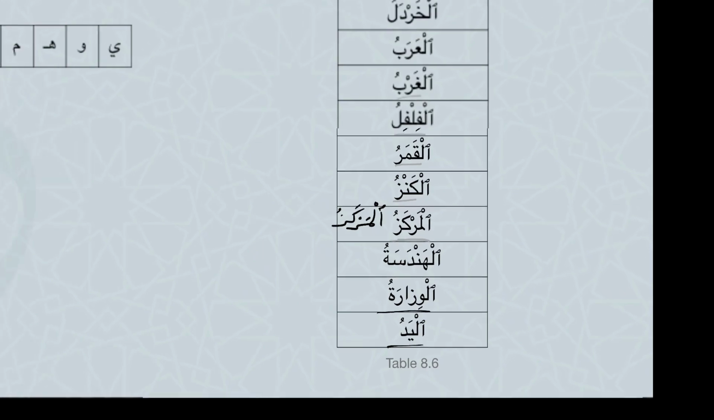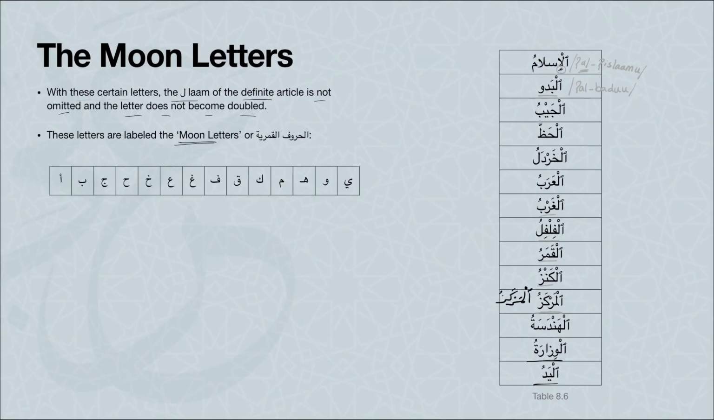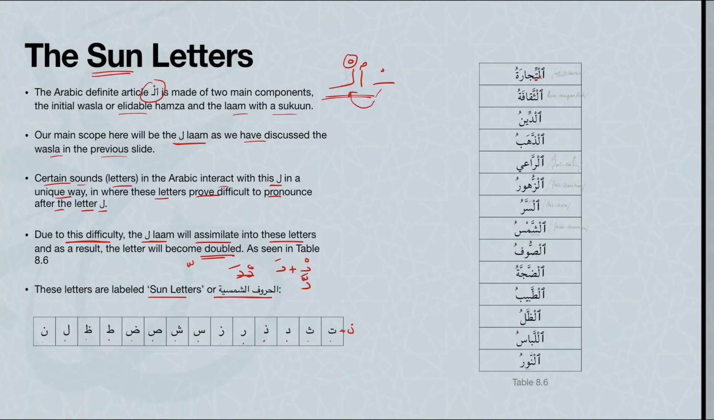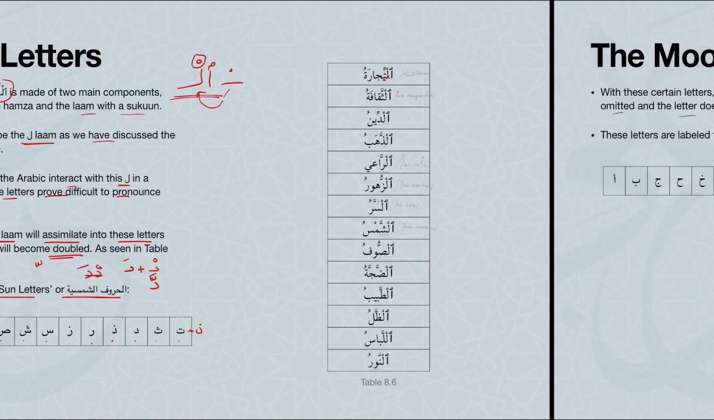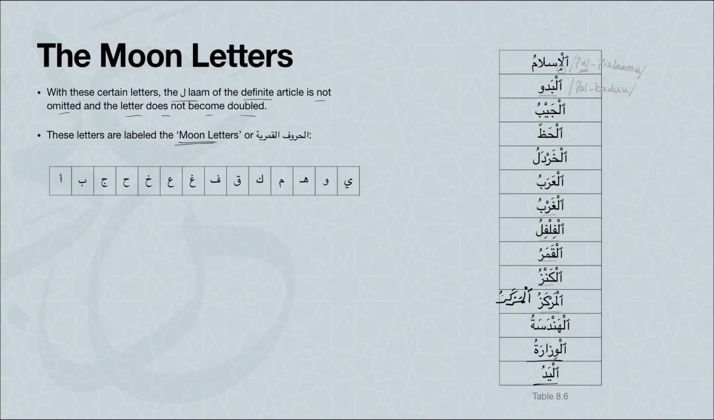So you notice the difference between the sun and the moon letters. To me, this is a very important thing to know because it will make reading a lot easier. To remember the sun letters, you just need to memorize these 14 letters. Or memorize the moon letters, and by extension you'll know the sun letters, or learn the sun letters and you'll know the moon letters. But all this moon and sun letter business is specific to how they treat the lam of al-ta'rif.